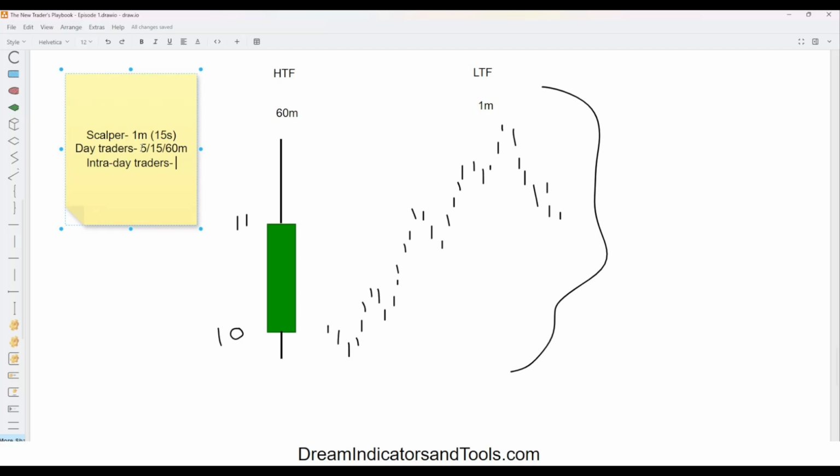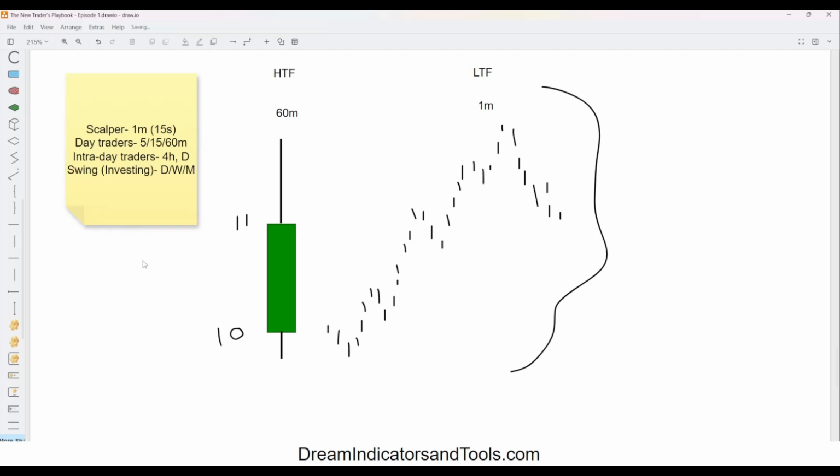Scalpers want to take trades in the next 30 seconds. Day traders are okay to hold maybe for a few hours. Your intraday traders are going to be holding for a little bit longer. So maybe they're going to be using a 4-hour or a daily chart. And maybe something that is familiar to the audience would be your swing traders. And swing traders are usually going to be more on the side of investing. So they might be looking at daily, weekly, or monthly charts, okay?